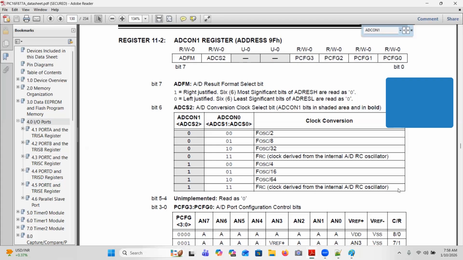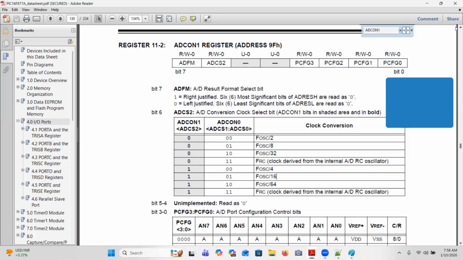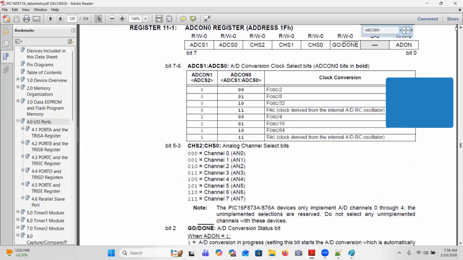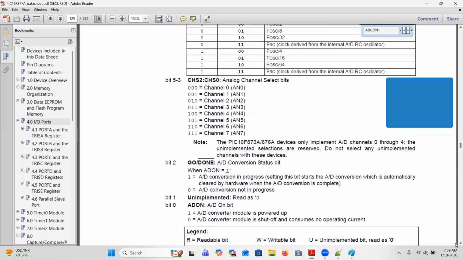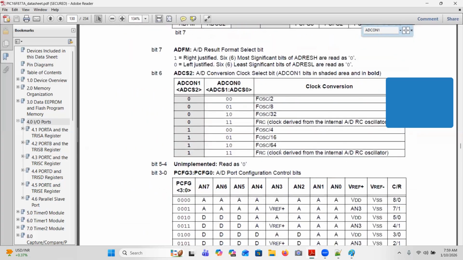ADCON0 is a separate 8-bit register. ADCON1 is the register that we are talking about, and in this only the MSB bit is used. You cannot use only these 2 bits alone. You have to combine these 3 bits together to see the greater picture. Understood?